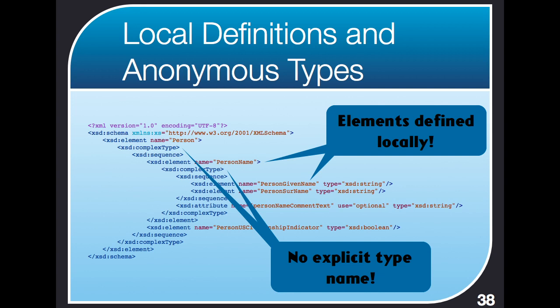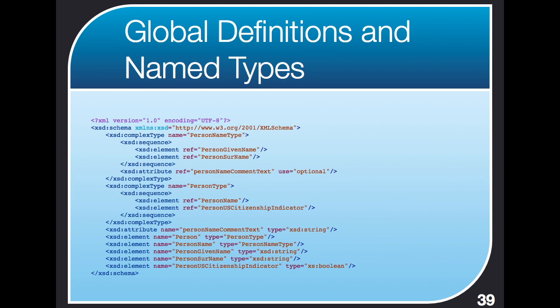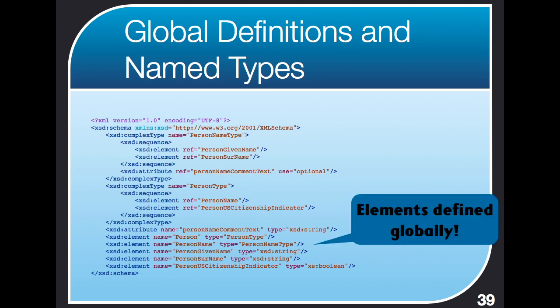Now let's take a look at how the NIEM does like to do this stuff. So here's an example of the same schema, only reconfigured to do things the way the NIEM likes to do these things. That means moving all the elements and that attribute down to the bottom and making them global definitions. They're all defined globally and can be reused easily because they're not locked inside a particular context. So that's all the blocks at the bottom, from the attribute name equals person name comment text all the way down to the element name equals person US citizenship indicator. Ta-da! All these are now globally defined.